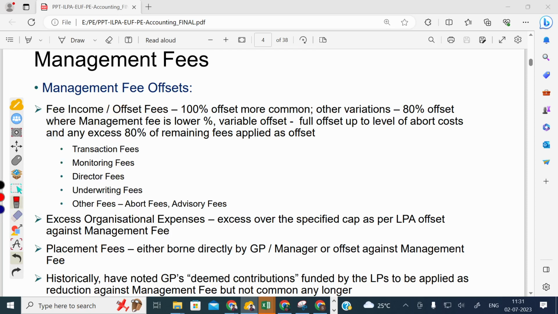There are the common fees, but as I said, you need to offset that against the management fee, and you can also record all these expenses to the P&L separately. That depends on the fund structure. So check the private placement memorandum, that will guide you.